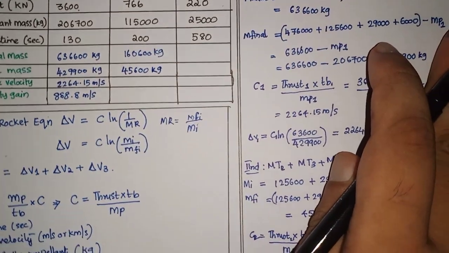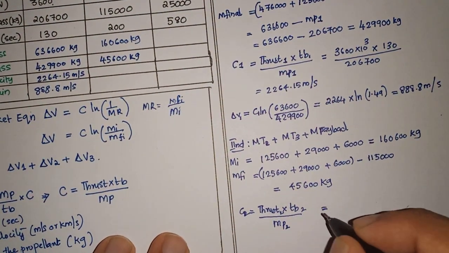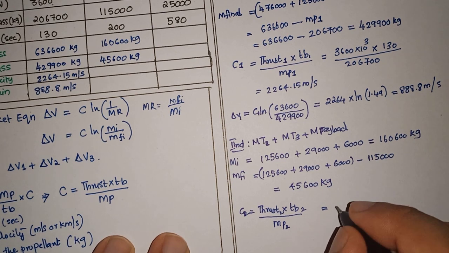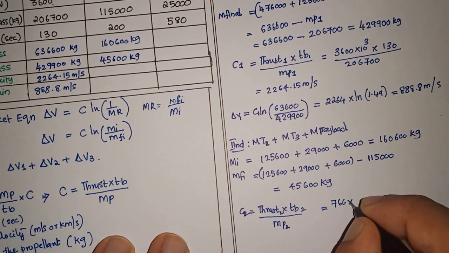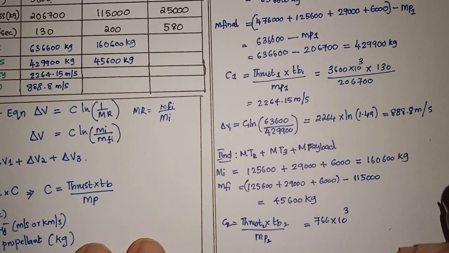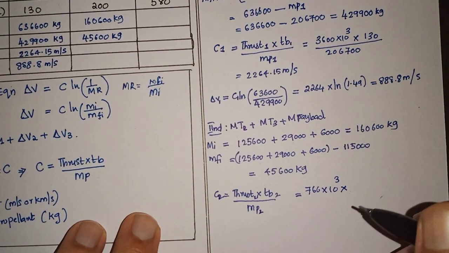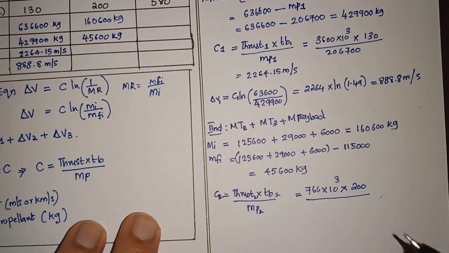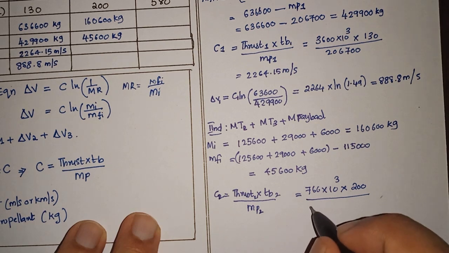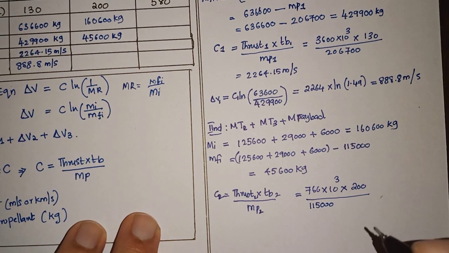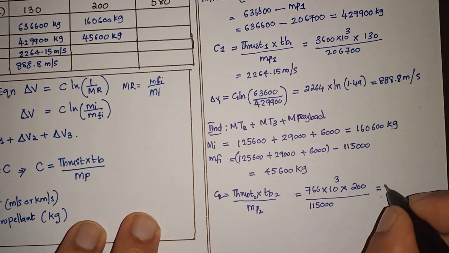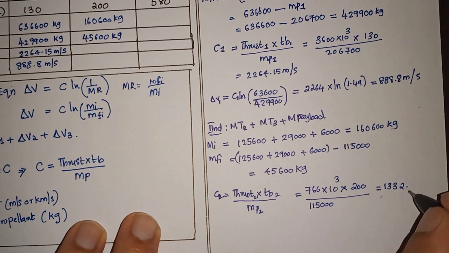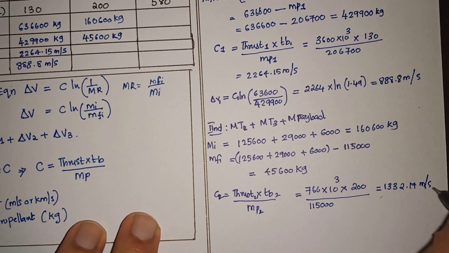Okay, and what about the exhaust velocity for the second stage? It's interesting actually, is it not? So we have the thrust, we have the burn time. Thrust, if you see the table, you'll get 766 kilonewtons. You need to convert into newtons, so you multiply by 10 cube, into the burn time, which is 200. Perfectly all right. You divide by the propellant mass, which is 115,000. So this will yield a value of somewhere around 1,332.17 meters per second. Okay, just work out and see.